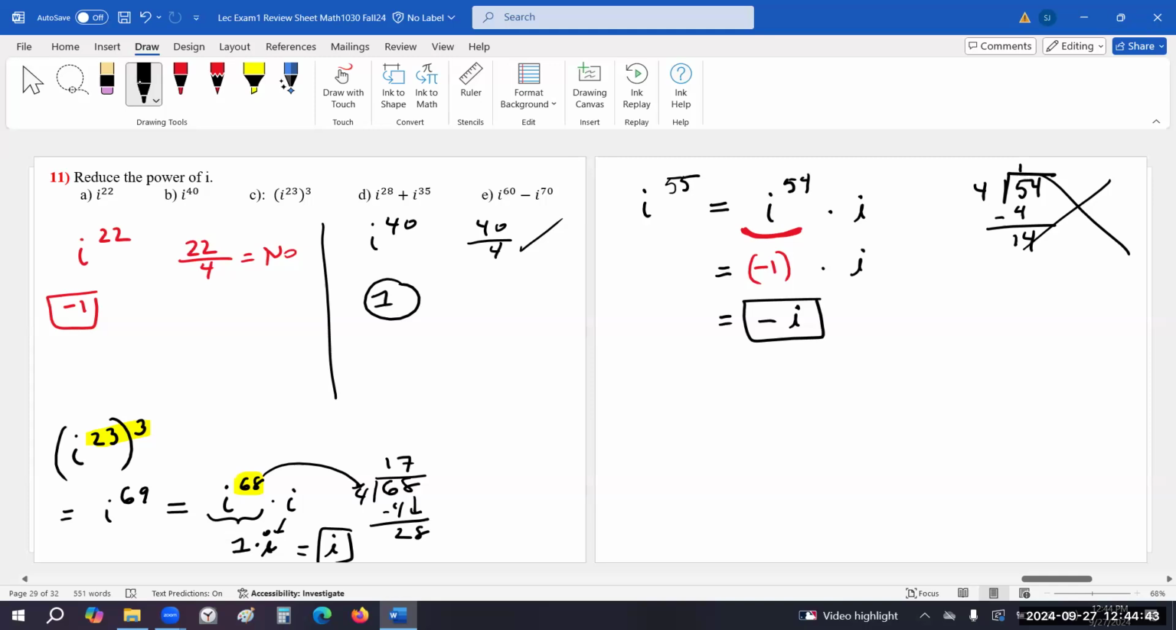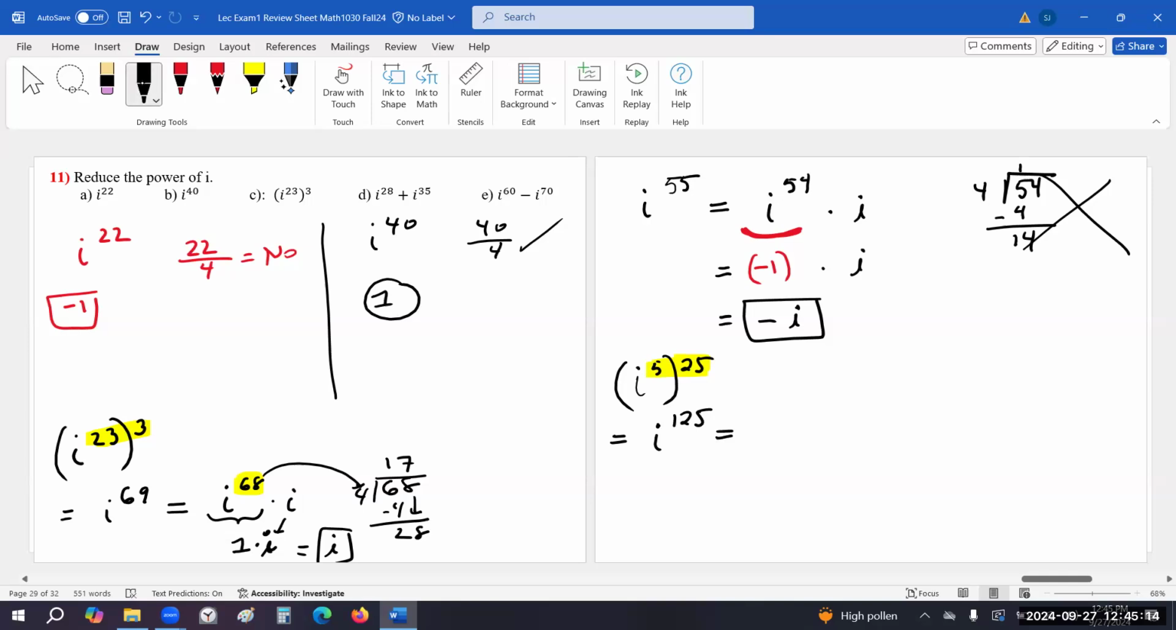Let's do another one. Let's say we have i to the 5 times 25. Big number. What is our step 1? We must apply our exponent rules. Two powers together means multiply. So we get i to the what? 125.